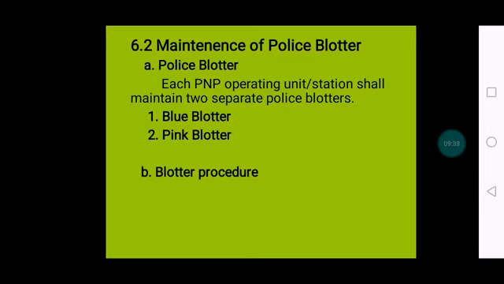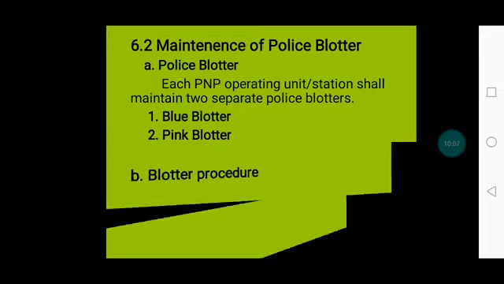So each PNP operating unit station shall maintain 2 separate police blotters. Number 1, the blue blotter. The blue blotter contains the daily registry of all crime incident reports, official summaries of arrests and other significant events reported in the police station.